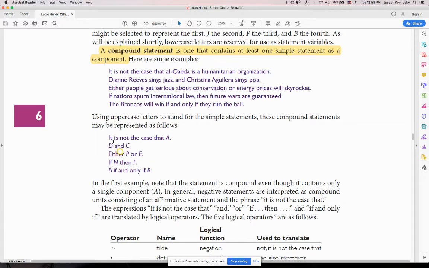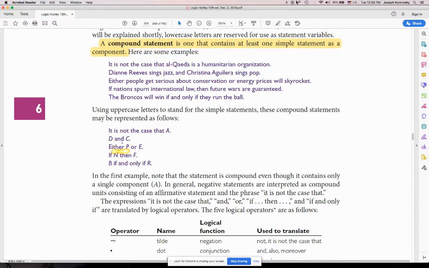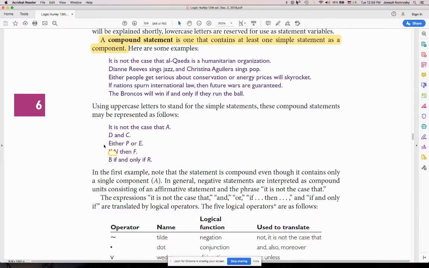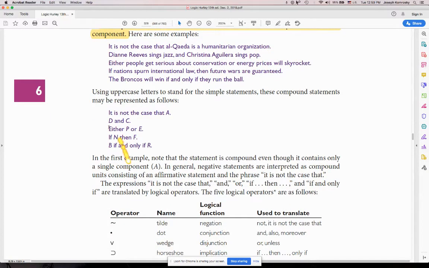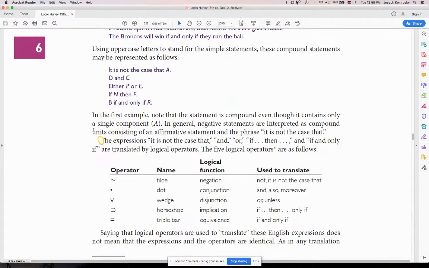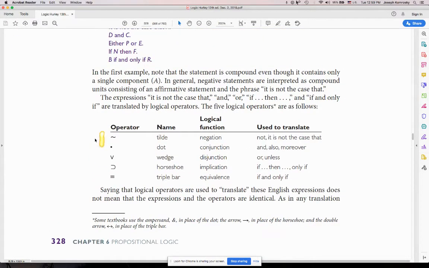We could drop the "and" and give it a dot. We can drop the "either or" and put a wedge there. We can drop the "if then" and put a horseshoe, and we can drop the "if and only if" and put a symbol. So what we're doing is we're taking this, we're simplifying it, and then simplifying it even more using symbols. Okay, so that's the evolution of the chapter.